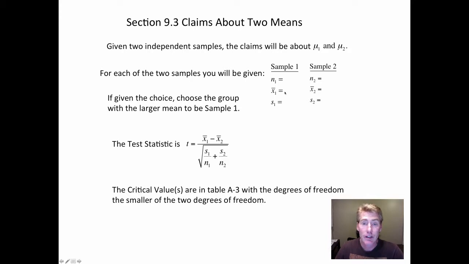So I did say probably we're going to have this as the larger mean. That has nothing to do with sample size. It could be that N1, you have 100 men. N2, you have 500 women. Well, degrees of freedom is going to be the smaller of the two. So here, if this was 100, then degrees of freedom would be 99. So you go with the smaller one.